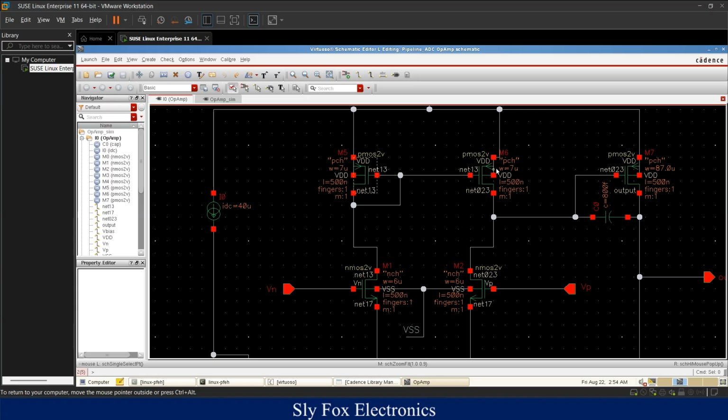These M5 and M6 transistors are the active loads for our differential pairs, and they are set in the mirror current configuration as you can see here. Their width is set to 7 micrometers and their length is set to 500 nanometers. So their W:L ratio is 14.